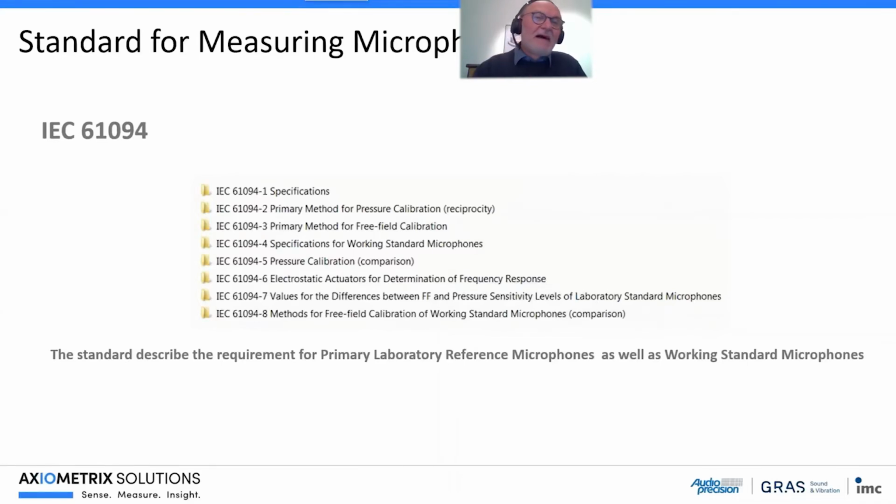The other chapters in the standard are calibration methods, how to do calibrations, where different methods of calibration are described.